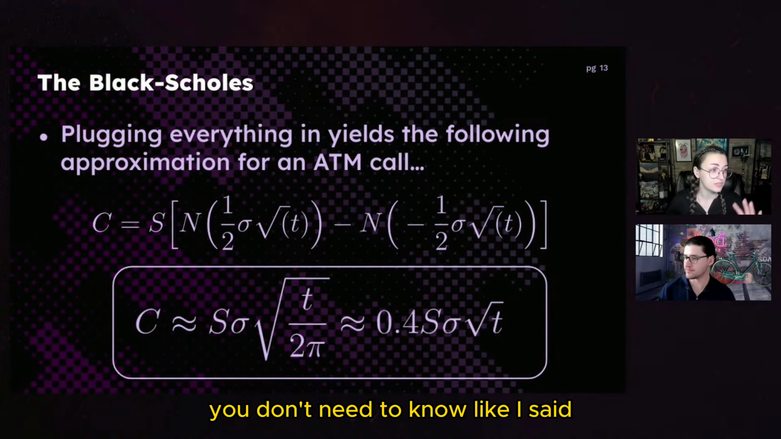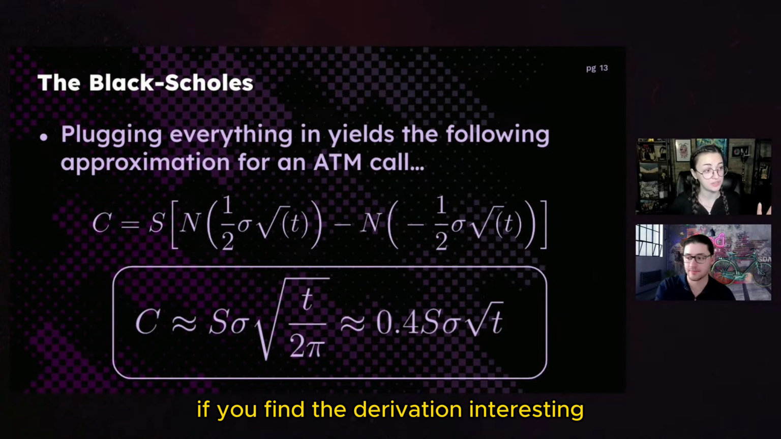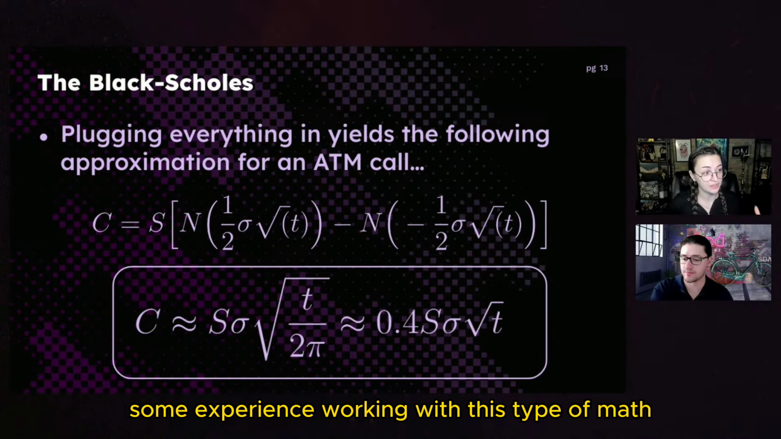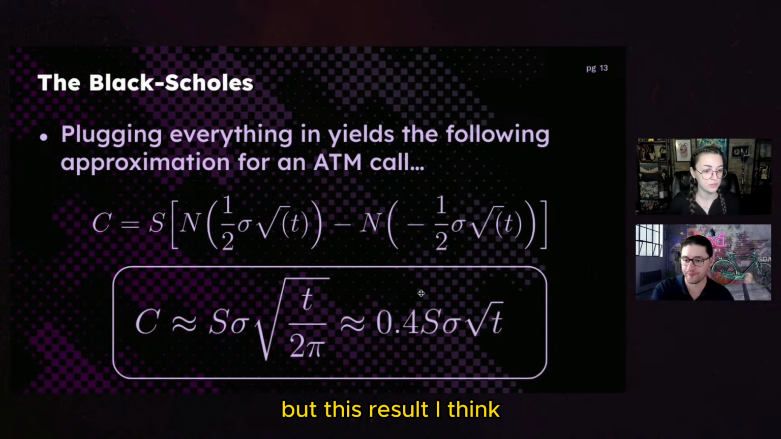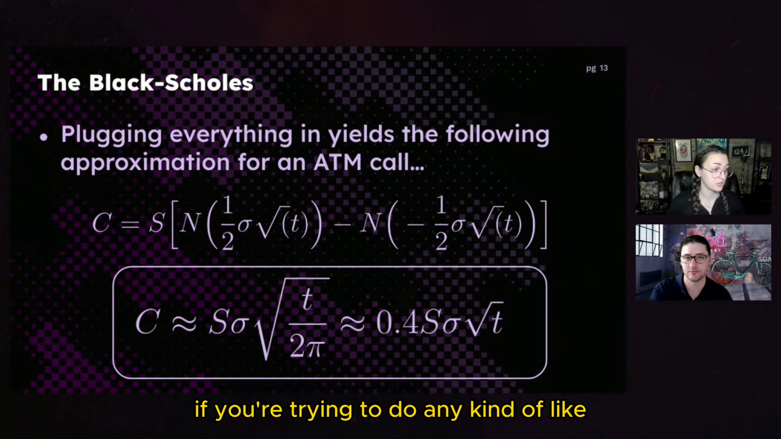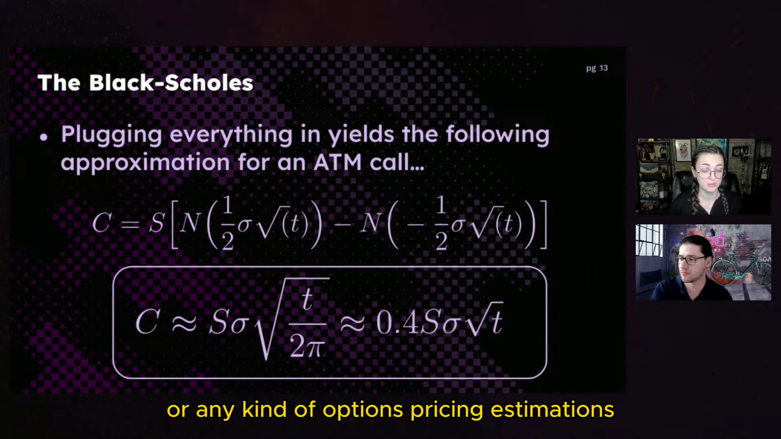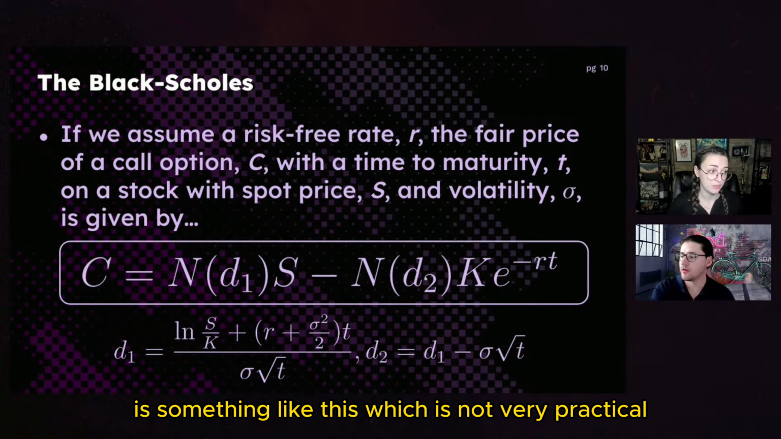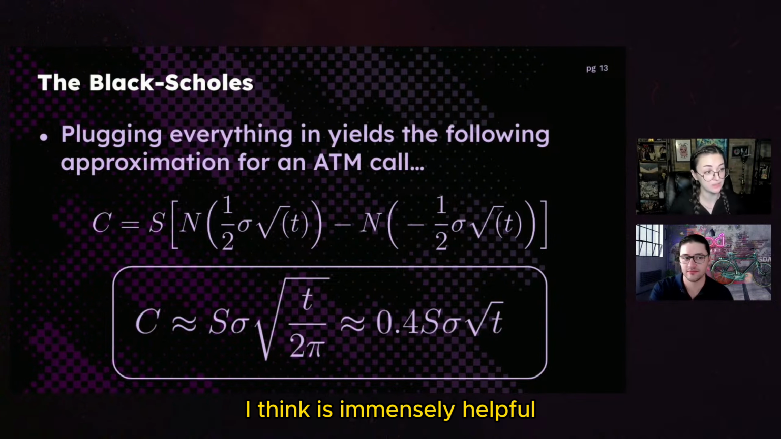So you don't need to know, like I said, the derivation or how we got there. If you find the derivation interesting and you want to work through it and you have some experience with this type of math, I think it's a really cool exercise. But this result can be really helpful, specifically because your alternative, if you're trying to do any kind of options pricing simulations or estimations, is something like this, which is not very practical. That approximation specifically is immensely helpful for people who are trading options. You don't need to know the derivation to be able to use it. Does that make sense? Yes.